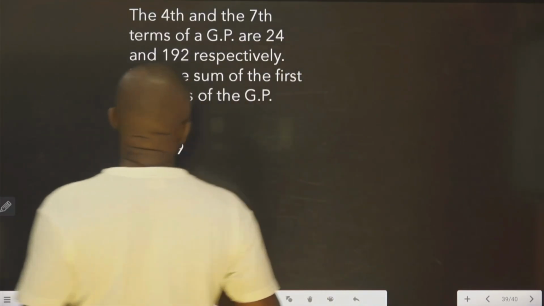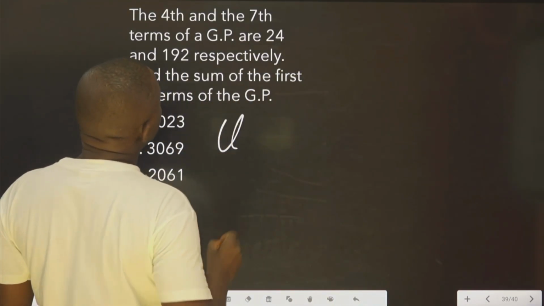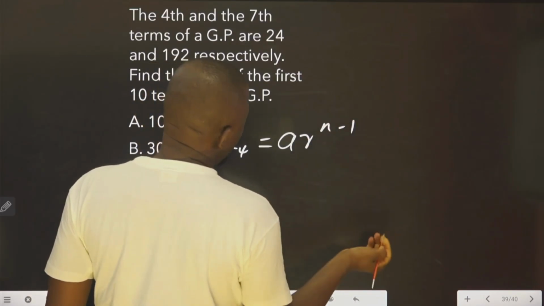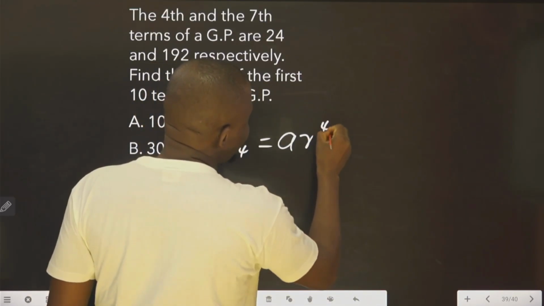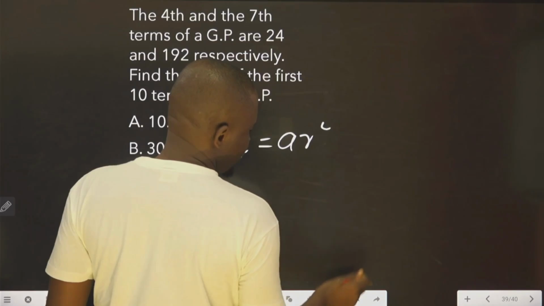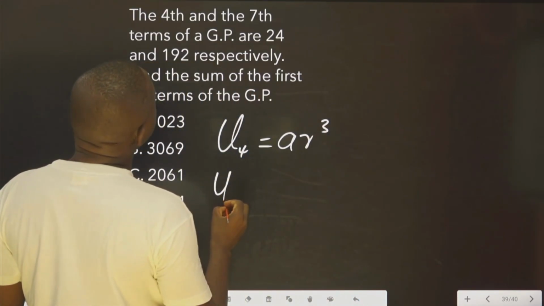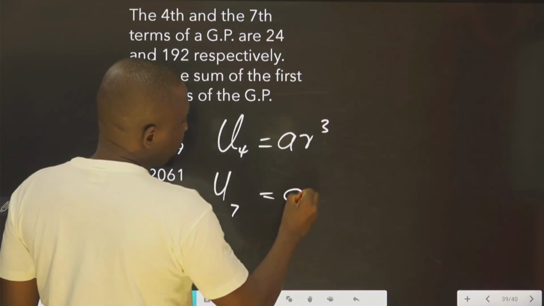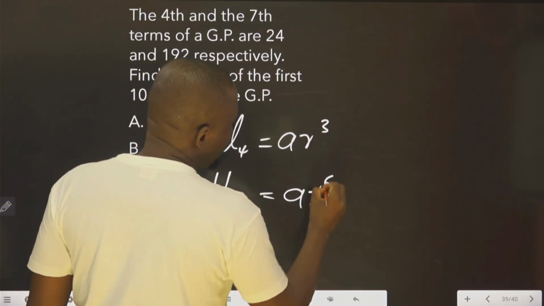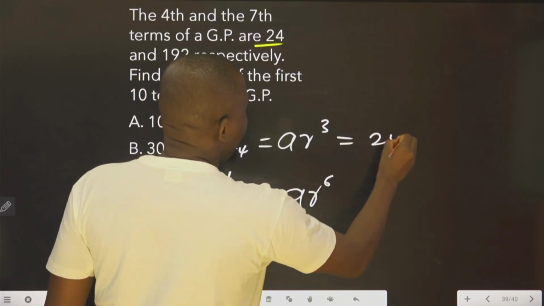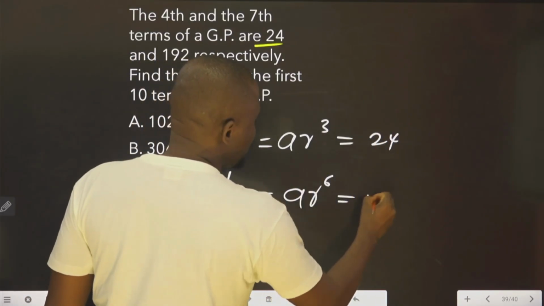Okay, let's do that. To get the fourth term, you know you have to do this, n minus 1. Because we already know it's the 4th term, it's 4 minus 1, which is actually 3. The other one is the 7th term. We just remove 1 from 7 and put 6 here. We know that this is equal to 24. We know that this is equal to 192.